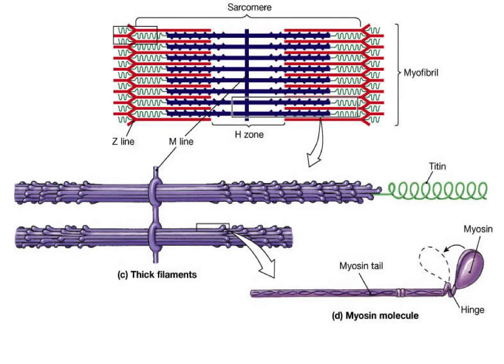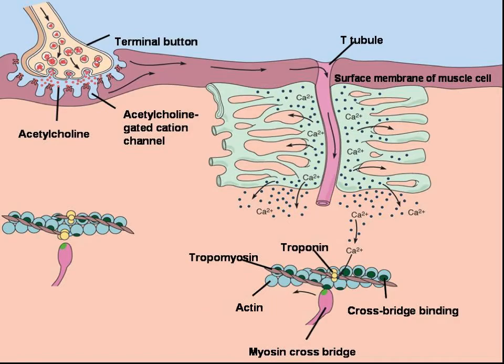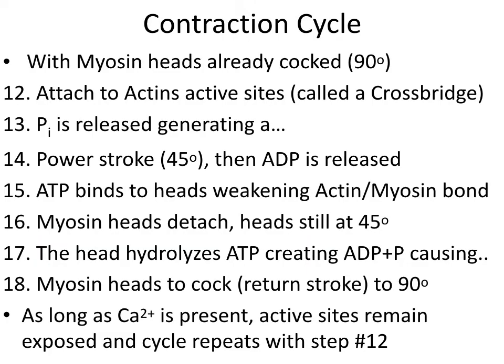Here, the heads are blue and here's the opposite. The thick is now blue and the red is actin. And the heads pull the red towards the midline, shortening the sarcomere.